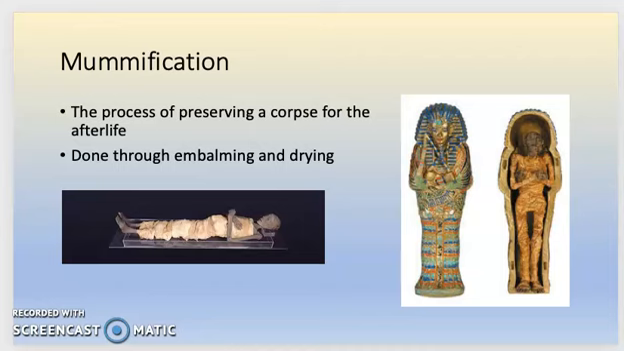This might be something else you think of when you think of ancient Egypt. The next word is mummification. Mummification is the process of preserving a corpse for the afterlife. Mummification is done by using embalming and drying out of that dead body. And you'll see some examples to the left, underneath and to the right here, of mummies that have been wrapped, or unwrapped in this case, and then put into sarcophagus.